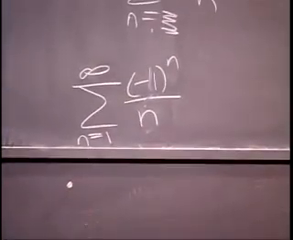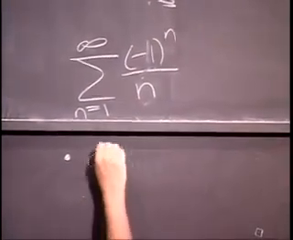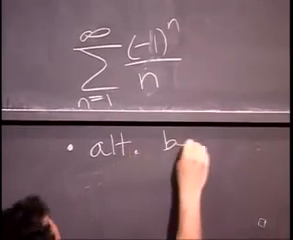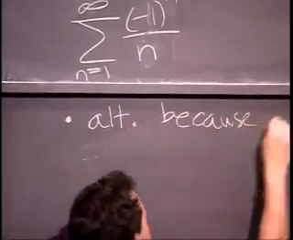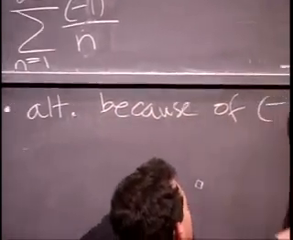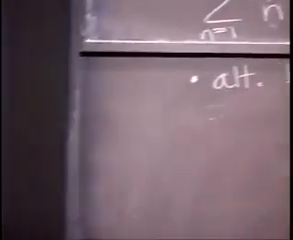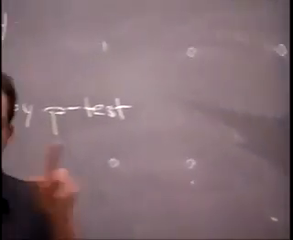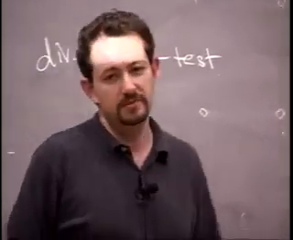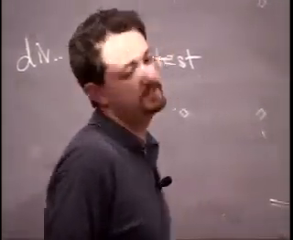All right, let's check the three conditions. First of all, it's definitely alternating because of the minus 1 to the n term. A series is alternating if it looks like minus 1 to the n times a positive number, or minus 1 to the n plus 1, or something like that. So you don't need to talk about it very much, just notice that it's alternating.